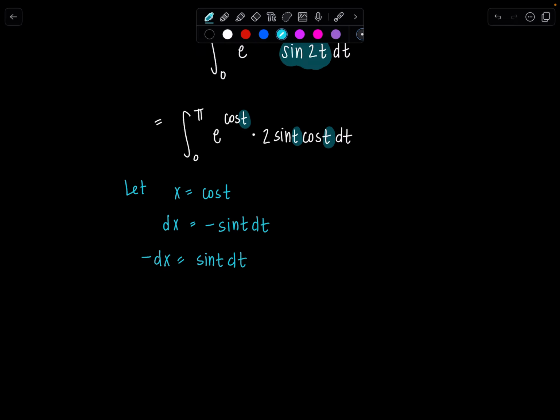And then since we have a definite integral, we need to change our limits of integration as well. These limits belong to the variable t, but we have to switch them to x. So x of 0 is cosine of 0, which is 1. And then x of pi is cosine of pi, which is negative 1. Very good. So now we're ready to rewrite our integral. The new lower limit is 1. The new upper limit is negative 1.